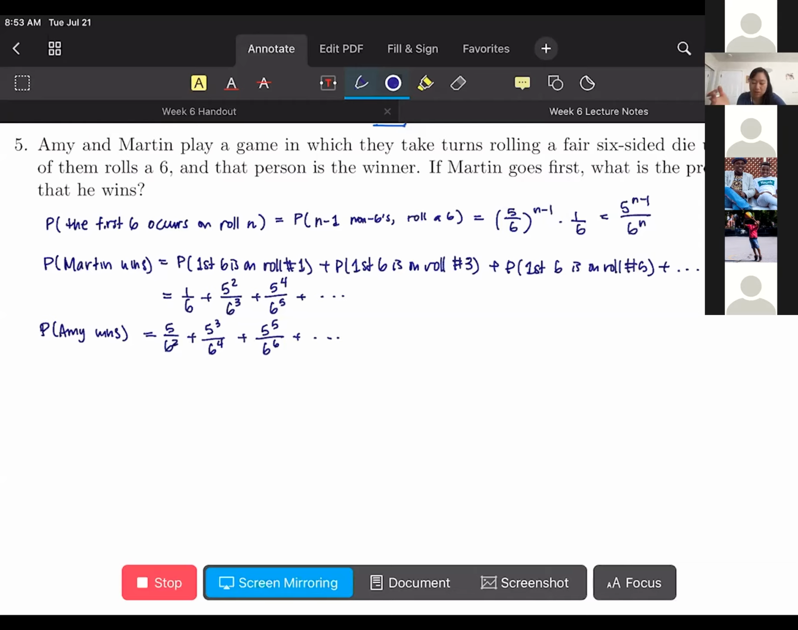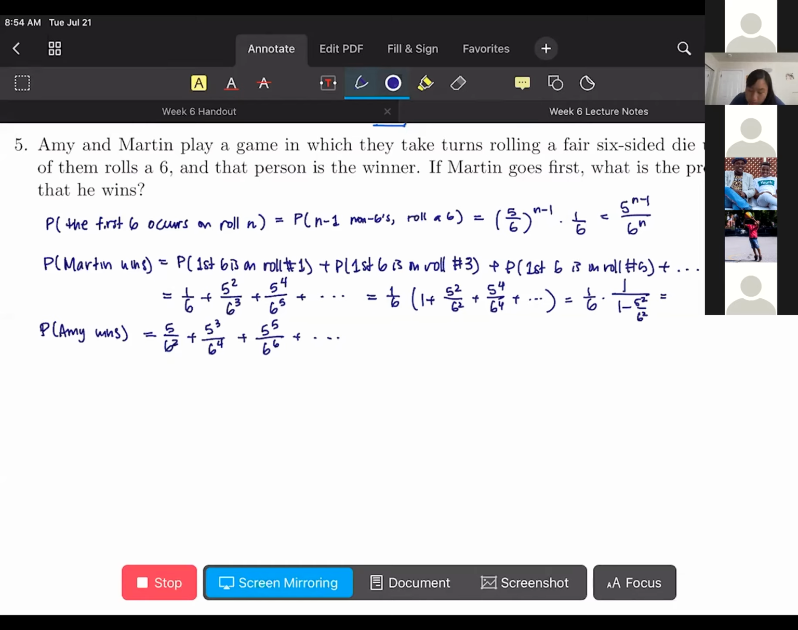So again, we can solve this in 2 ways. The first one is we could directly sum this geometric series. So we want to find the probability that Martin wins. We could write this as 1/6 times 1 plus 5 squared over 6 squared plus 5 to the 4th over 6 to the 4th, etc. So the ratio here is 5 squared over 6 squared. So this gives us 1/6 times 1 over 1 minus 5 squared over 6 squared. Sorry, it's a little small. That's just how we sum a geometric series.